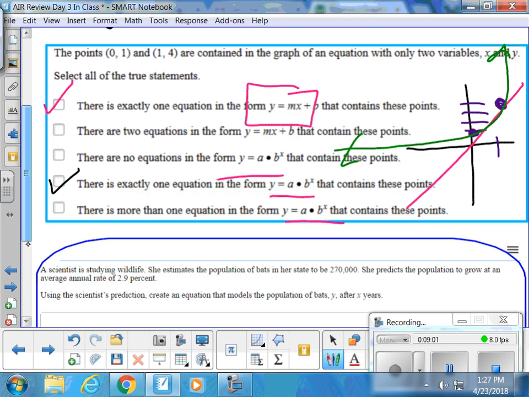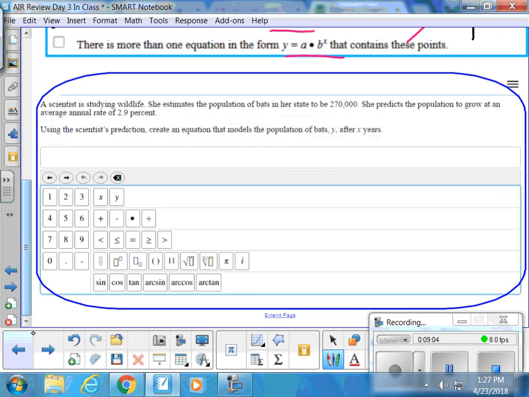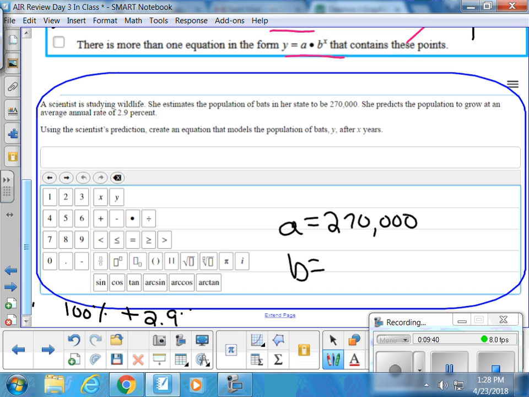All right, what about scientists studying wildlife? She estimates a population of bats in her state to be 270,000. I guess that's going to be our starting amount. She predicts the population to be growing at an annual rate of 2.9%. So we need to figure out what that growth factor is going to be. It's very similar to what we did over there when I talked about bank accounts. If we are growing by 2.9% each year, you have to take into account that you're starting with 100% of the bats you have now, but then growing 2.9% each year. So that's 102.9%.